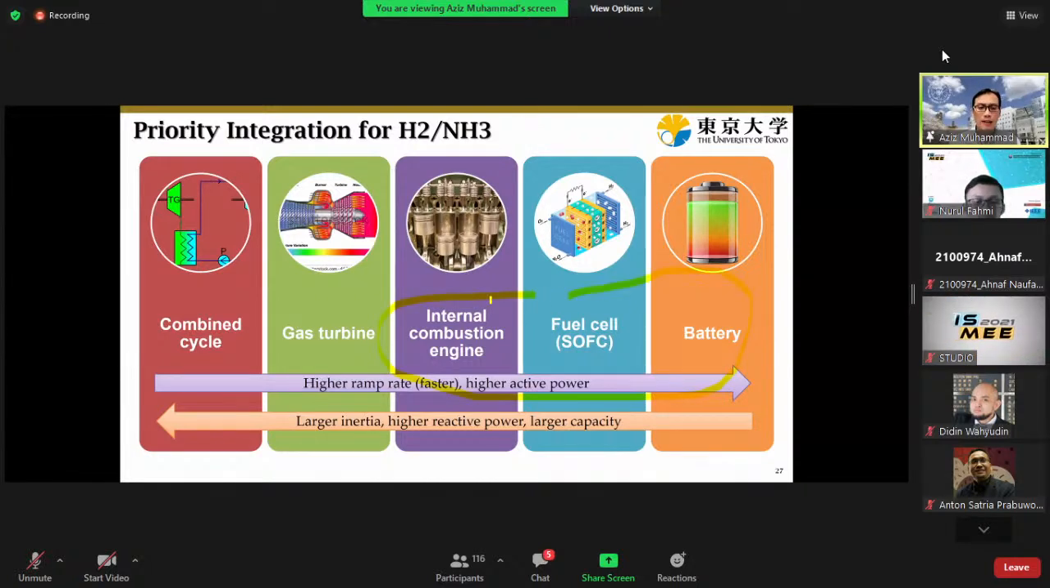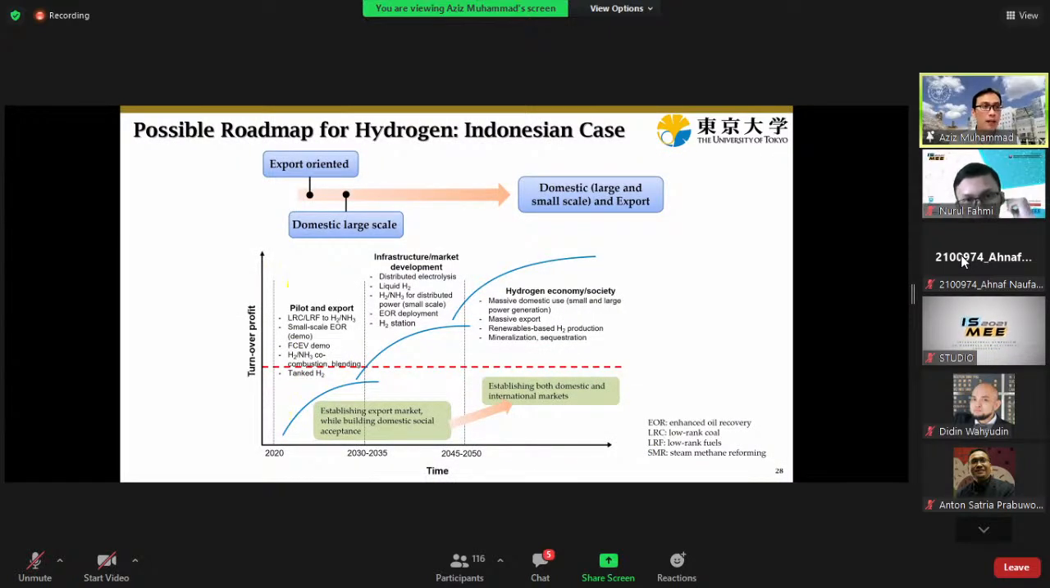Including, I think, utilization in internal combustion engines, fuel cells, and also co-combustion in existing coal power plants will be really important to all of us. And for the Indonesian case, I think we can adopt this kind of possible roadmap, because we are a developing country and we don't have sufficient investment and sufficient technological mastery to adopt hydrogen in massive ways for our domestic utilization.